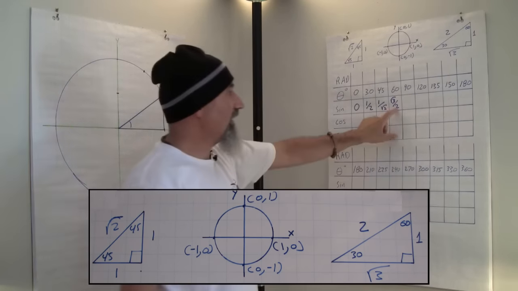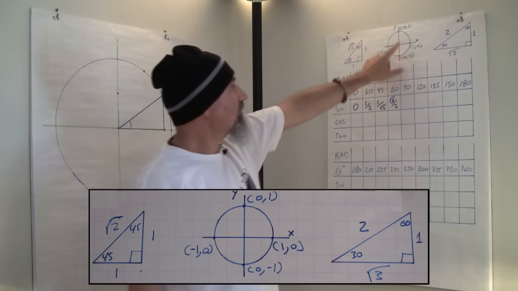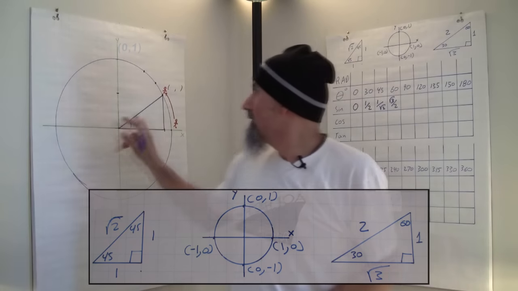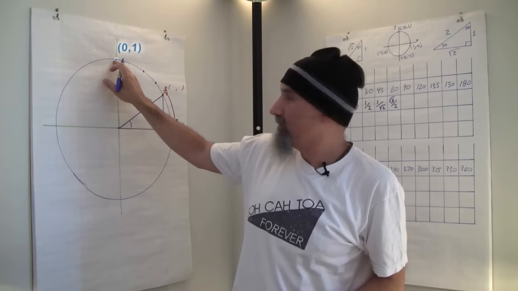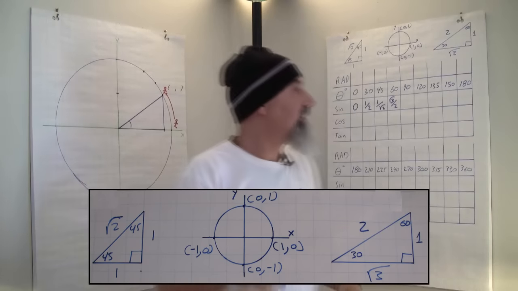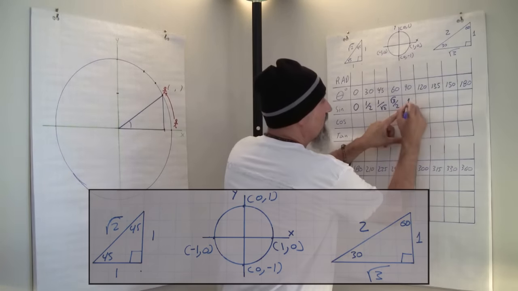And sine of 90 degrees, we're not using the special triangles anymore. We're going to use the unit circle. So at 90 degrees, we're up here, and our y value for a unit circle is 1, right? So sine of 90 degrees is 1.